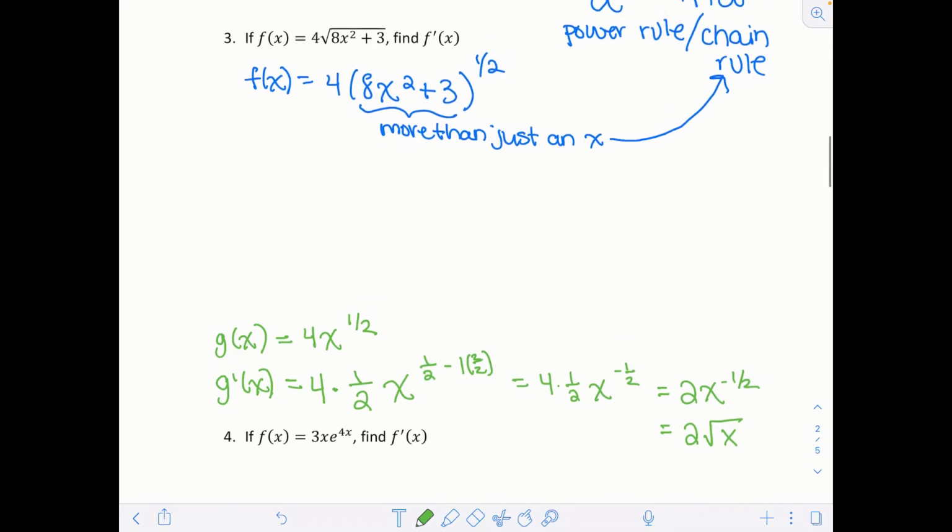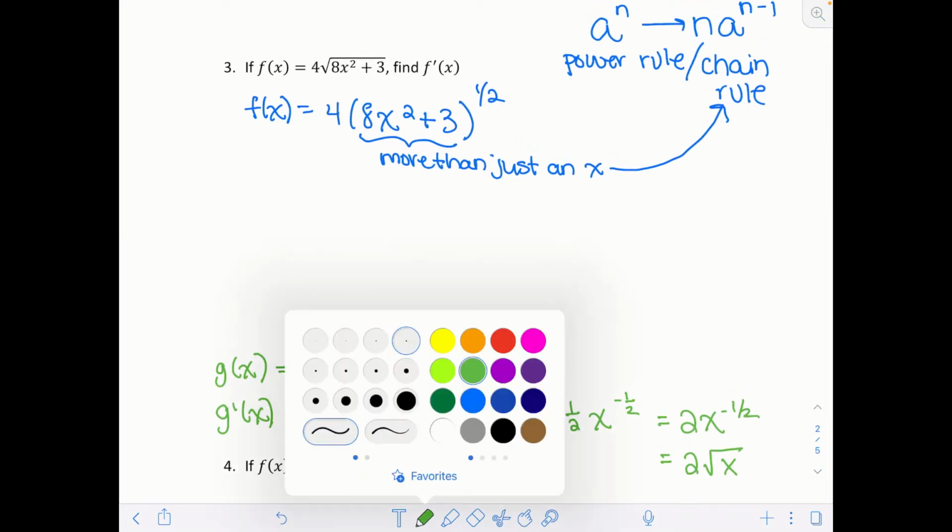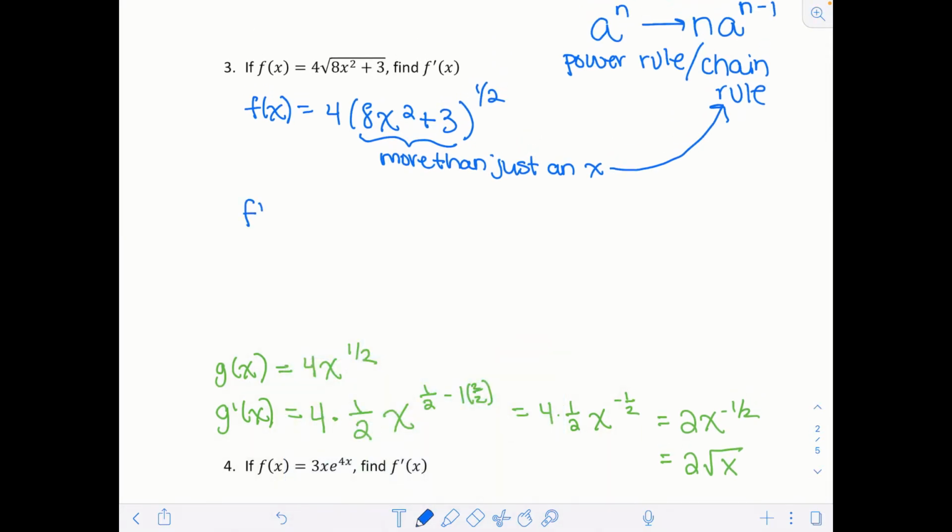Okay, so how does that apply to our current problem? Let's go ahead and try to do the same thing. So first, I'll leave the 4 alone. Now I'm going to start applying the power rule. I'm going to bring the exponent down, which is the 1/2. The 8x squared plus 3 is that original base. At this part of the problem, we don't change it. It stays as 8x squared plus 3.